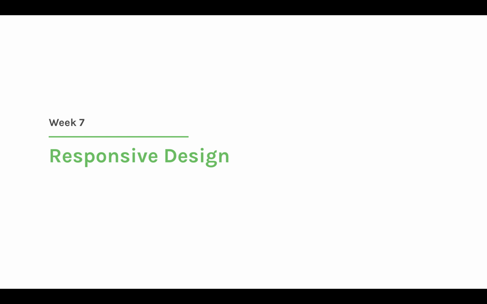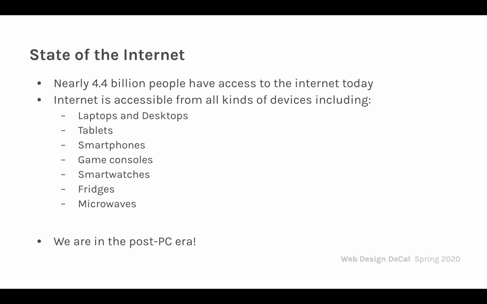So yeah, okay. Moving forward, we're gonna talk about responsive design this week. The state of the internet right now is pretty broad. It's the capabilities of the internet. But as you can see, nearly 4.4 billion people on this earth have access to the internet today, and it's all accessible from all kinds of devices, including your very own laptops and desktops, tablets, smartphones, game consoles, smartwatches.